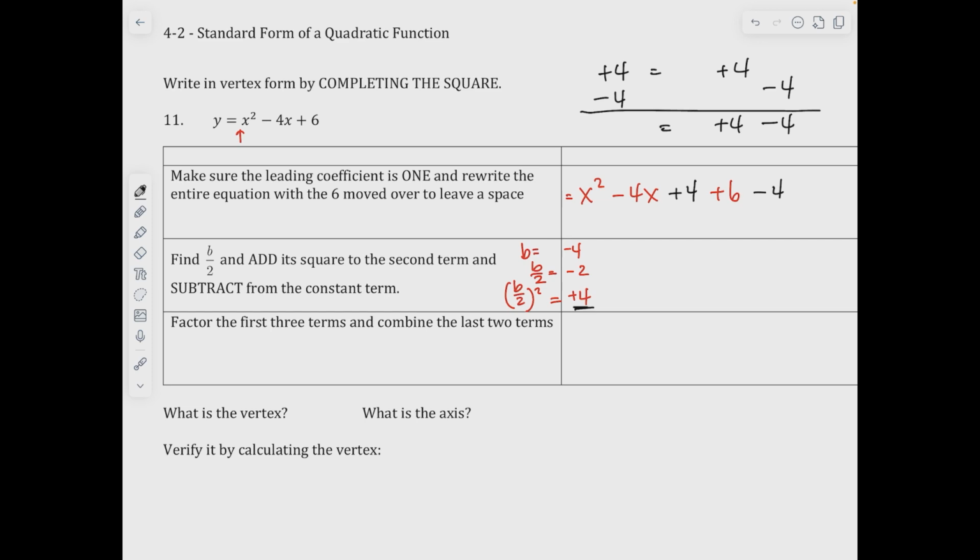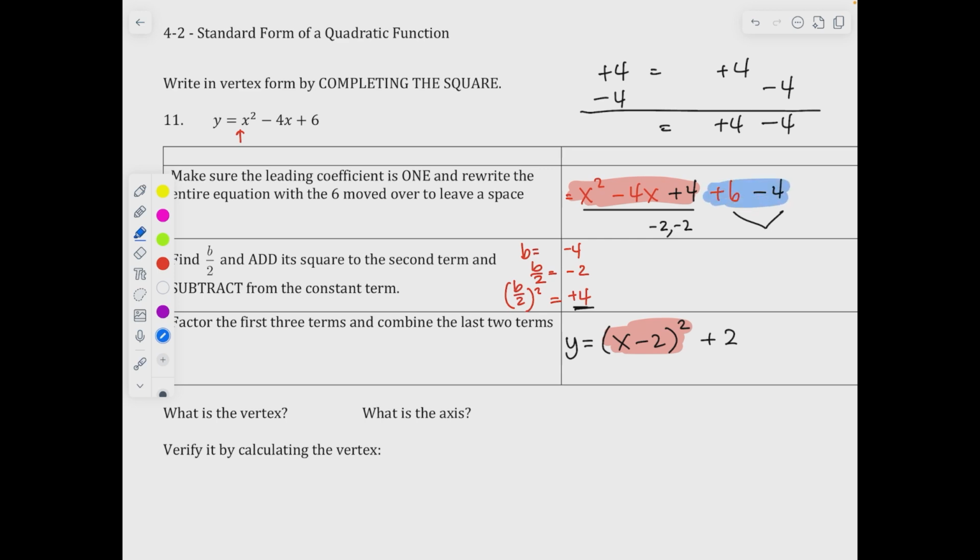Okay, so by doing so, I can factor this. The factors of 4 that add up to -4 are -2 and -2. So what that means is that trinomial becomes x minus 2 quantity squared. The remaining piece, 6 minus 4, becomes plus 2. So this factors into x minus 2 quantity squared. This became this.